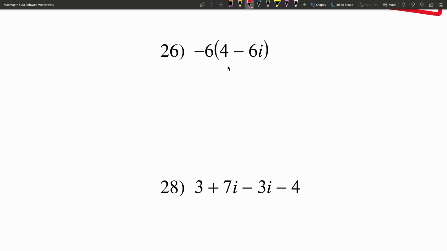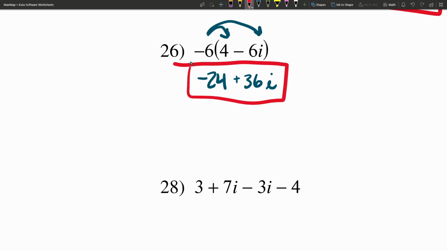For number 26, this is the case where we definitely need to distribute. -6 times 4 is -24, and then -6 times 6i is a -36i, but that's subtracted, so we're going to add a positive 36i. And there we have it. Nothing else to simplify down. That's our answer in number 26.